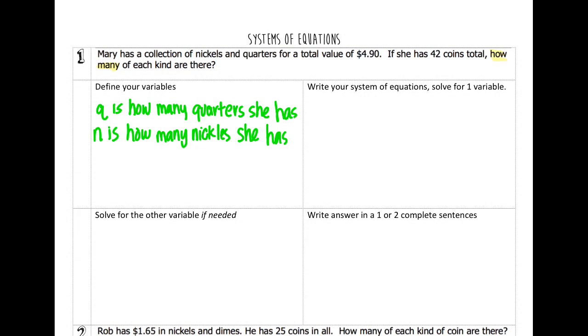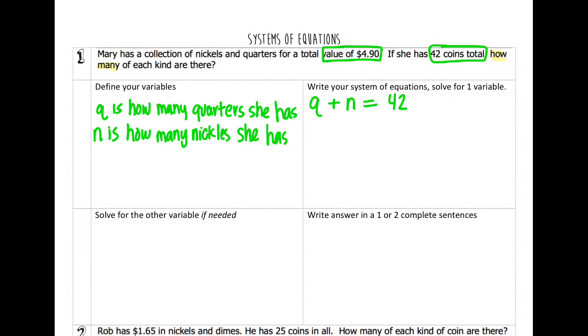And then it tells us that the value she has is $4.90. Okay, and that she has 42 coins total. Okay, so this is similar to the test question that we just did on the last page. If she has 42 coins altogether, and we know that some of those coins are quarters and some of those coins are nickels, that means if I took all of her quarters and put them with all of her nickels, altogether she should have 42 coins. That's what that means. Okay.